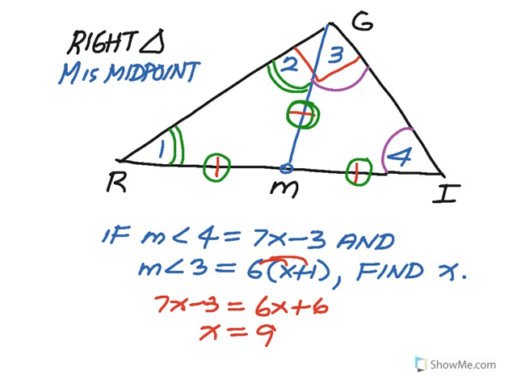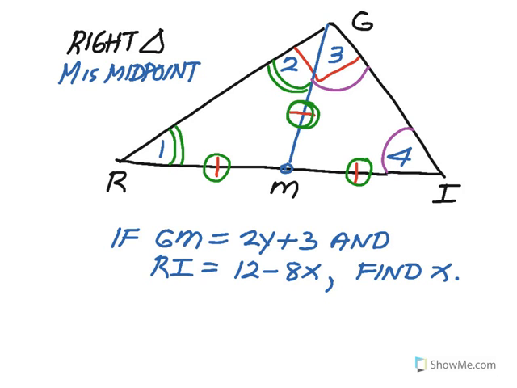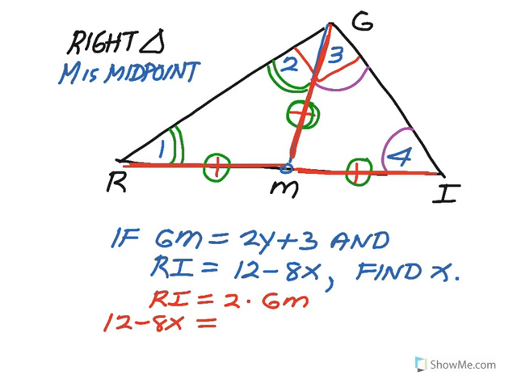Okay, so in this last example, I'm told that GM is 2x plus 3, and RI is 12 minus 8x. So examining the figure, I know that this segment GM is the same length as RM, which is the same length as MI. So RI has to be 2 times the length of GM. So I can say RI is going to be equal to 2 times GM. So then writing my equation, RI, which is 12 minus 8x, is equal to 2 times 2x plus 3.